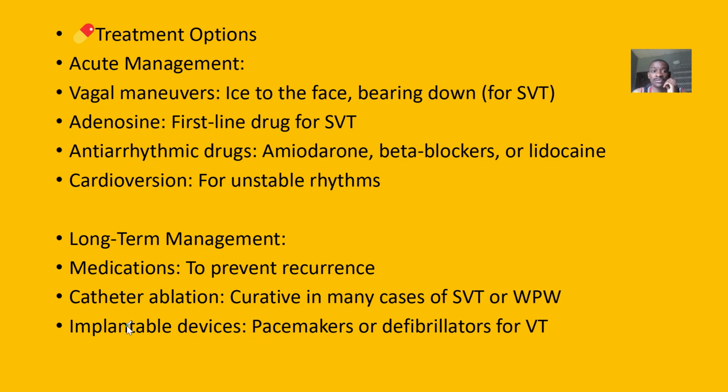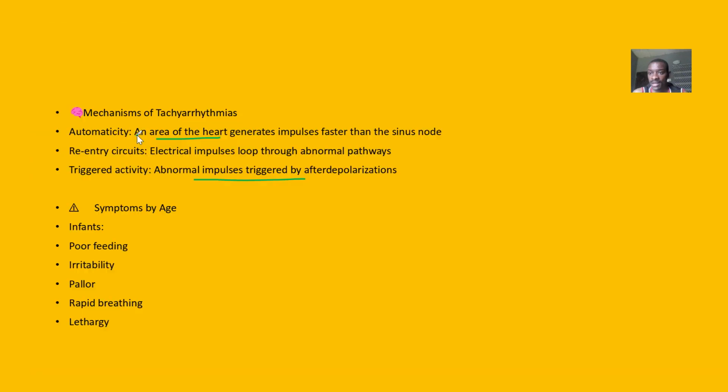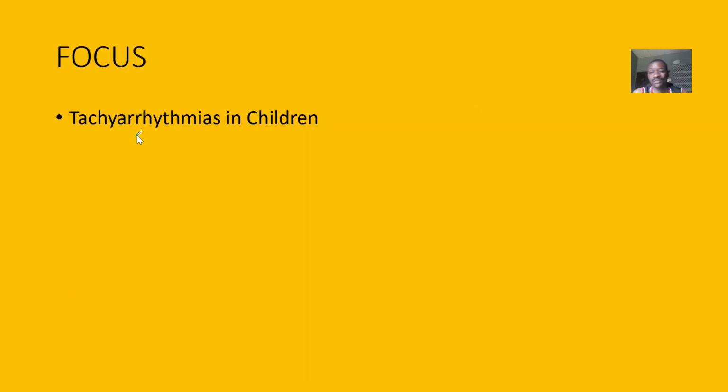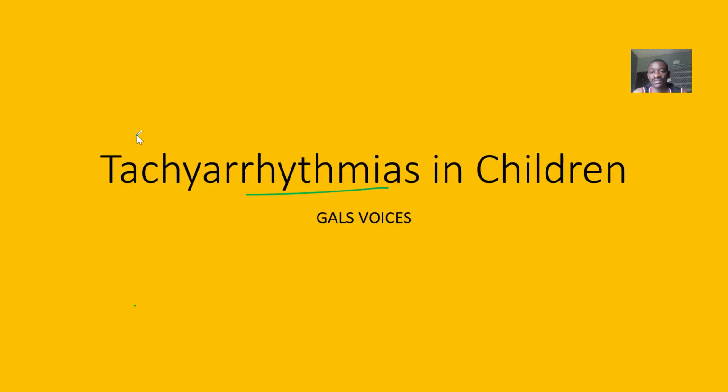Okay, so treatment is vagal maneuvers, adenosine, which is the first-line drug for supraventricular tachycardias. Then use antiarrhythmic drugs. Then long-term management: you use medications to prevent recurrence, catheter ablations, then implantable devices, like defibrillators. Okay, so that's it for the tachyarrhythmias in children.